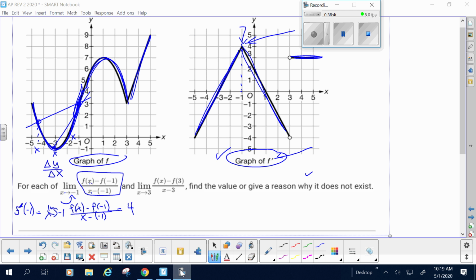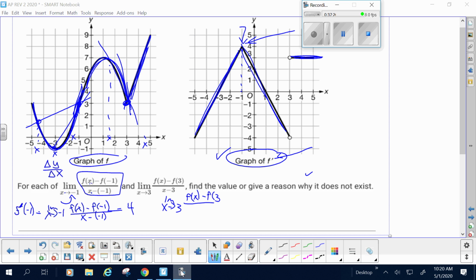The second one, this is the slope between 3 and some point. Well, that's going to matter if you let X be a point over here and draw the slope as you get closer, or if you let X be a point over here and draw the slope. But I think you'll agree that the slopes are totally different on either side. They approach different values.